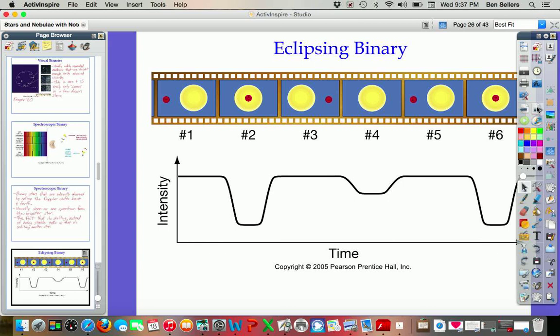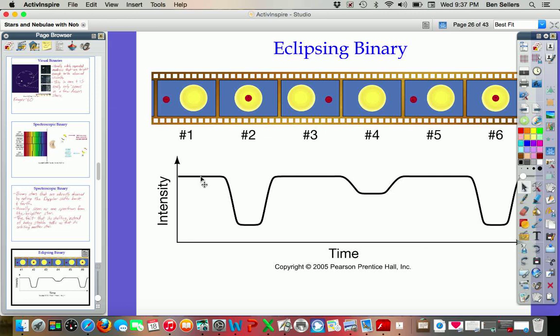The eclipsing binary. This is also an easier way than spectroscopic to detect a binary star. When we see both stars sitting side by side, the light intensity is way high. Here it dips because the red star is much less luminous than the yellow star, so as a result we see a drop in intensity of light. Even though it's still a star, it's blocking a lot more light than the yellow star is putting out.